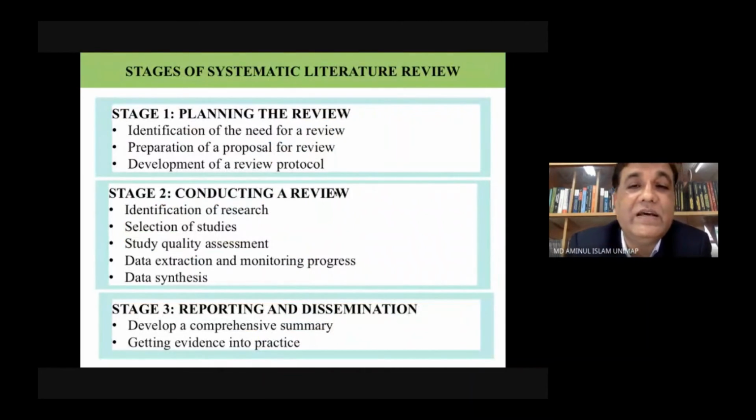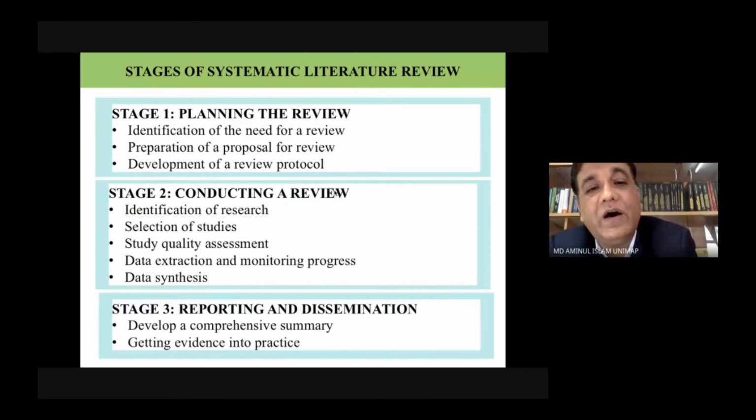And if you look at the stages, there are 3 stages basically. Number 1, we call it planning the review, whereby you identify the need for a review, prepare a proposal for the review, and we develop some protocol. Stage 2, you conduct a review: identification of research, we select the right kind of relevant papers, we assess the quality of the paper, then we extract the data and monitor progress. We synthesize the data that we have collected from reading those papers. And finally, we develop a comprehensive summary, which is very important, right?